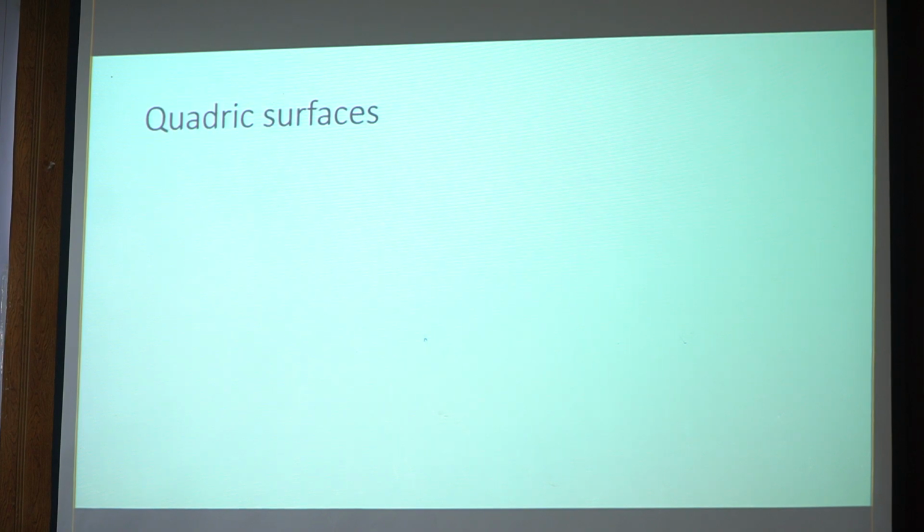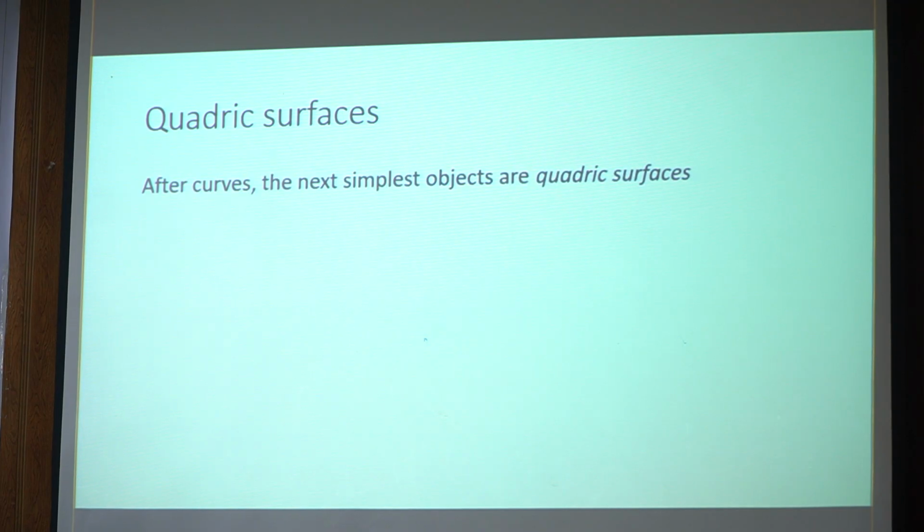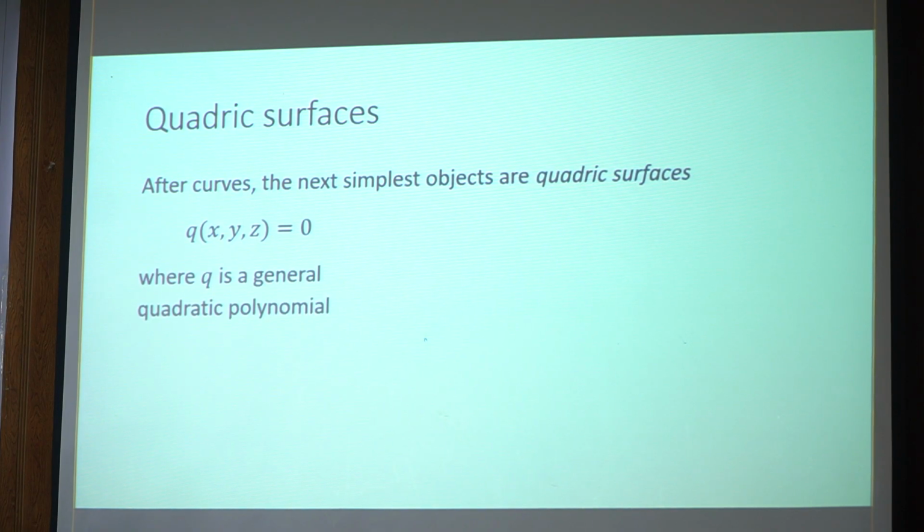Okay, so the next few slides will give you some interesting examples of algebraic varieties, these geometric objects which go beyond plane curves. After curves, the next simplest objects are quadric surfaces. A quadric surface is given by one equation in 3 variables. Here Q is some general quadratic polynomial. But again, we have seen an example of this already.